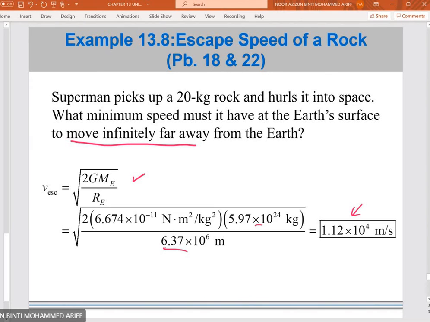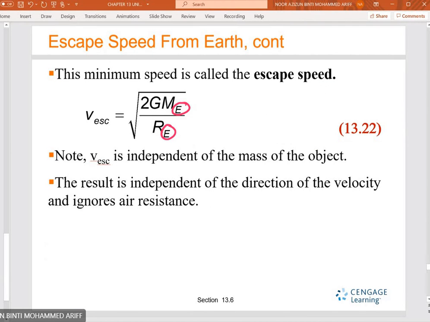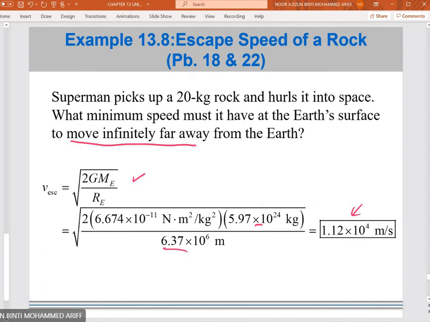Saya nak tanya madam, yang 20 kilogram batu tu tak ada fungsi dalam soalan ni? 20 tak ada fungsi, betul. Sebab tu tadi madam cakap dia independent with the mass. So tak kisah berapa masses objek tu, so dia independent. As long as you boleh launch dia to the outer space vertically dengan this speed, then dia are no more be attracted. So kalau you nak pakai 2 kilogram pun boleh. Dengan syarat dia punya speed kena start dengan minimum 11,200 meter per second.